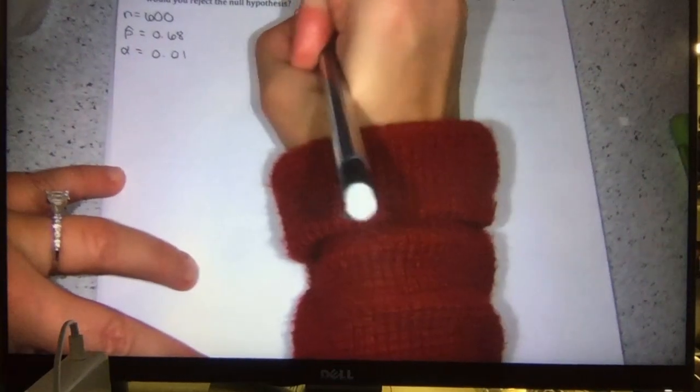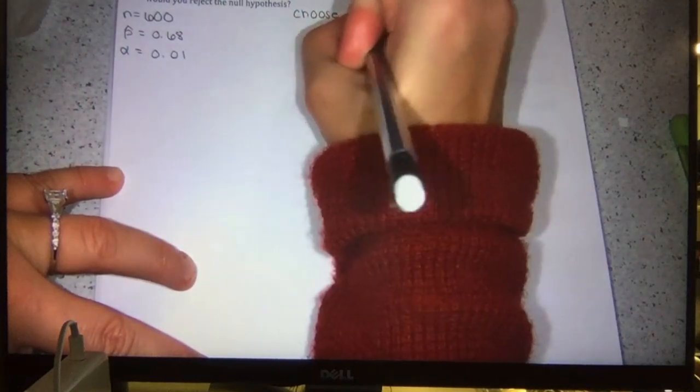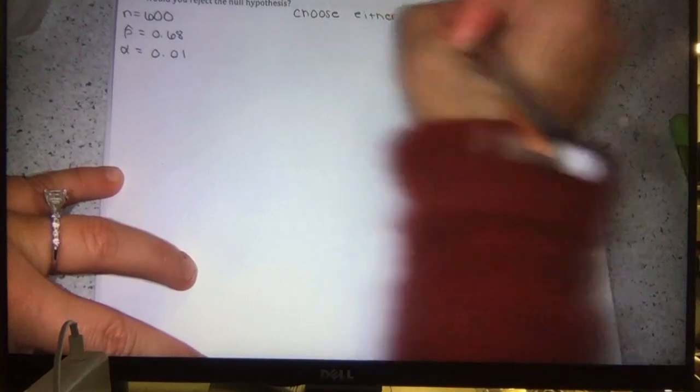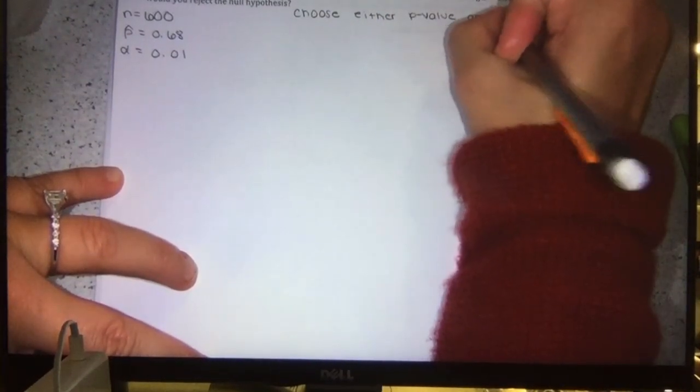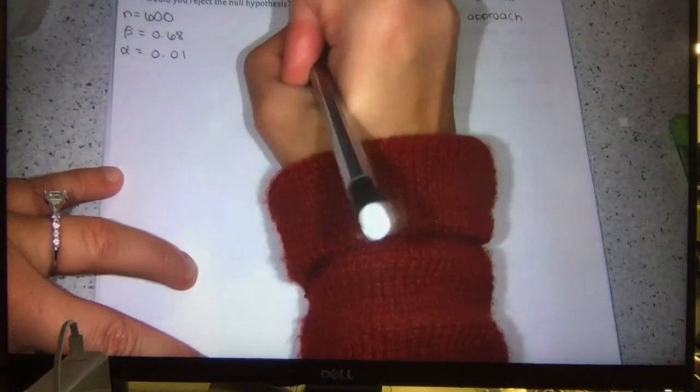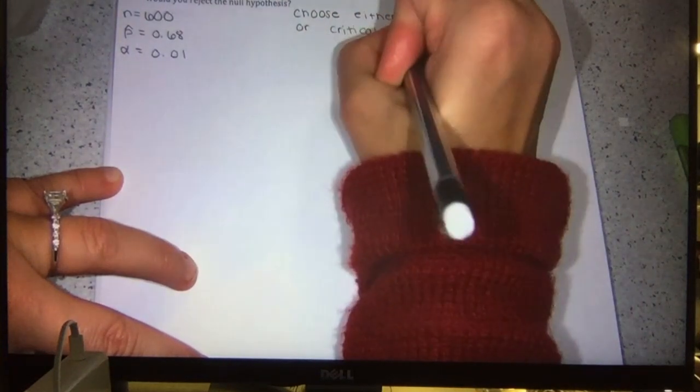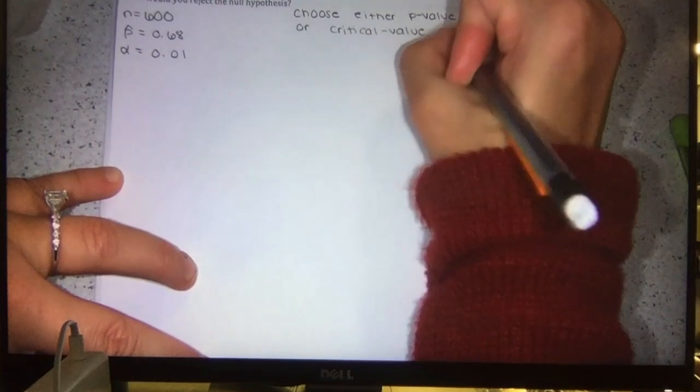Yes or no? So I can choose whether I want the critical value or p-value approach. We just did the critical value approach, so let's do the p-value approach. But it doesn't matter. Either way, you're still going to get the same answer. So choose either p-value approach or critical value approach.